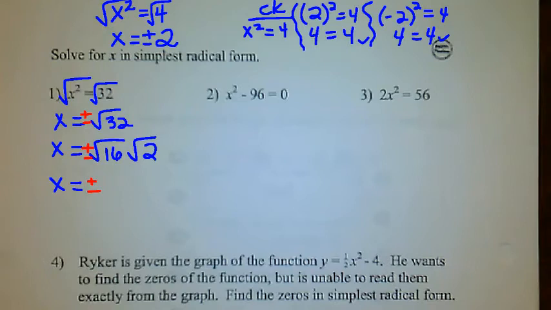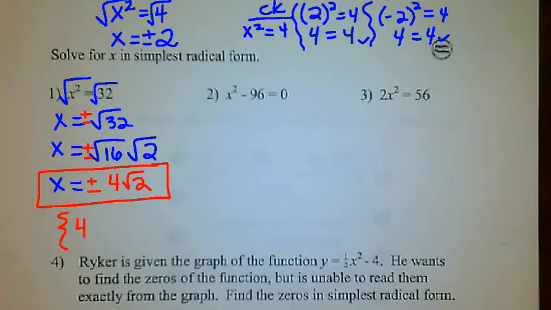If you were to put this in your calculator, and I'll explain that in a minute. So this is my final solution. These would be my roots. So I'd have 4 radical 2 and negative 4 radical 2, if you want to put it in that form. And that's really all I'm looking for. So let's try another one.